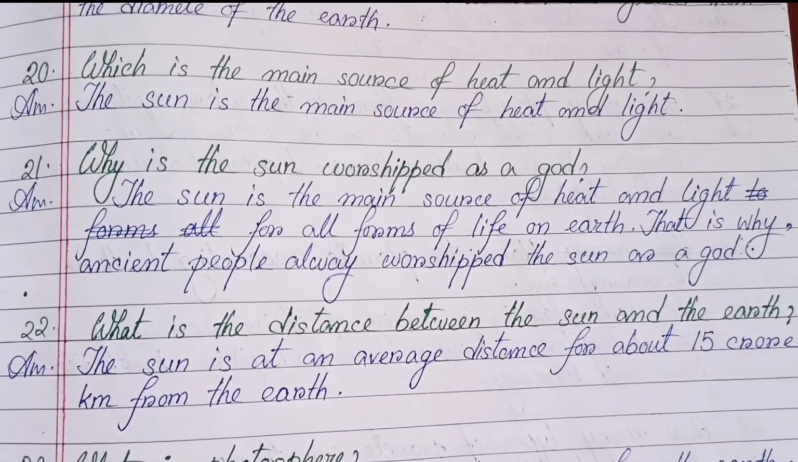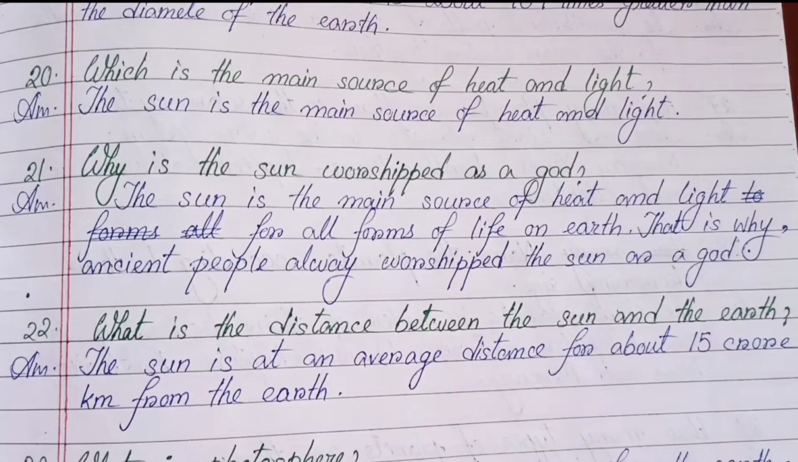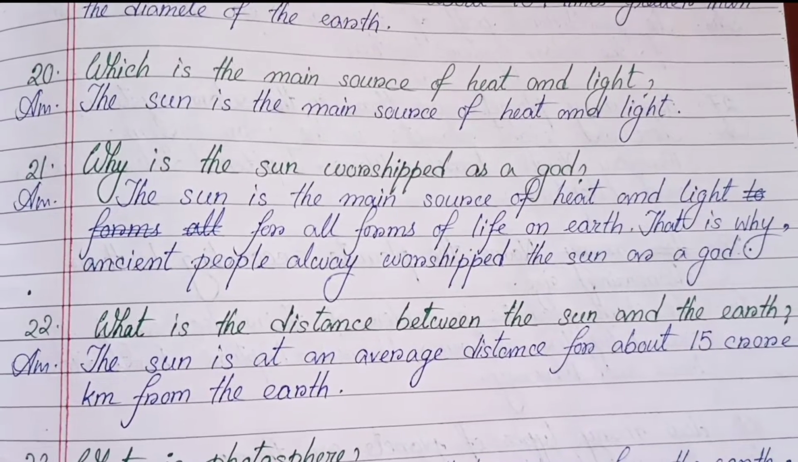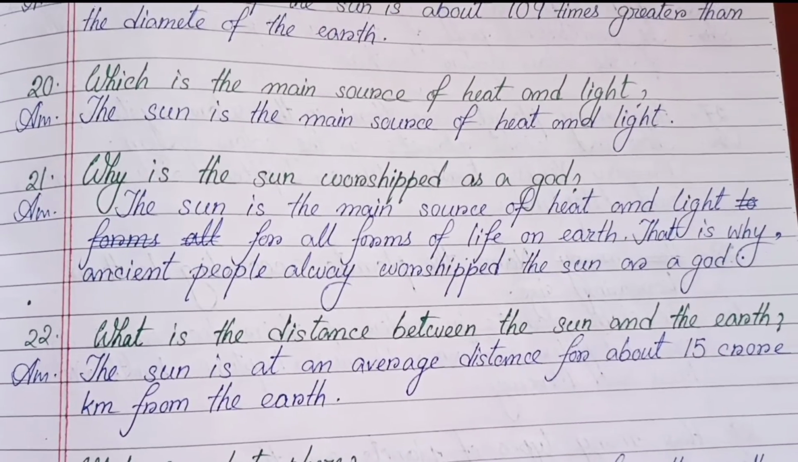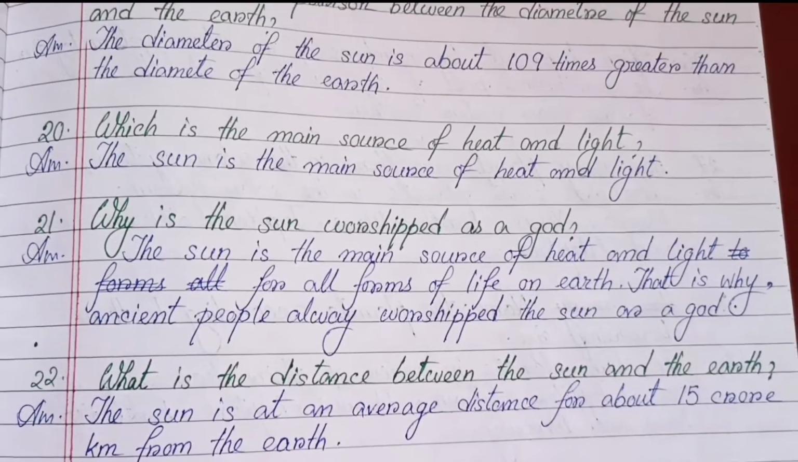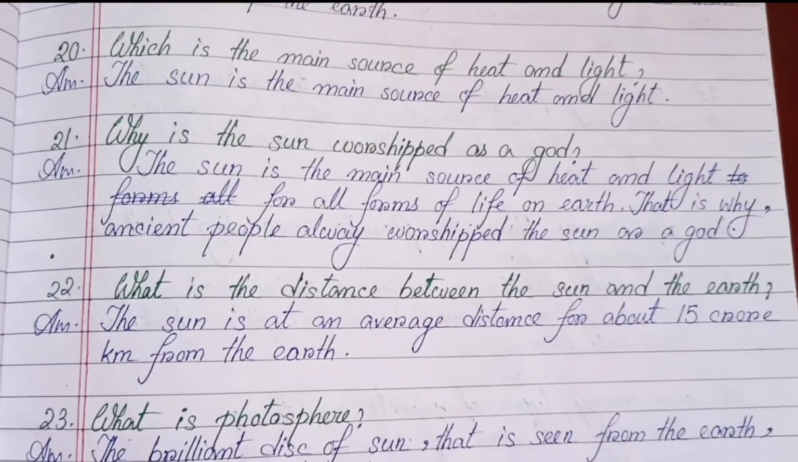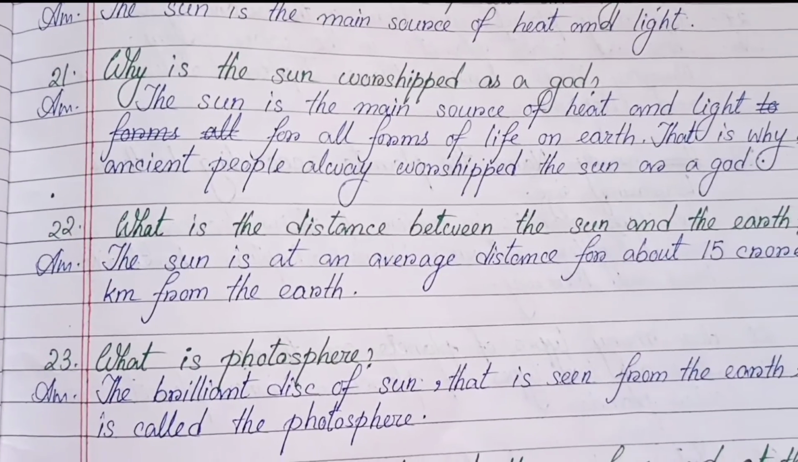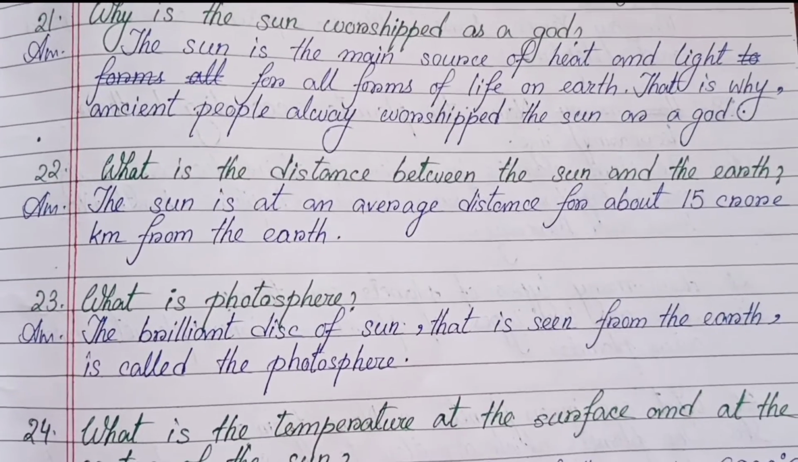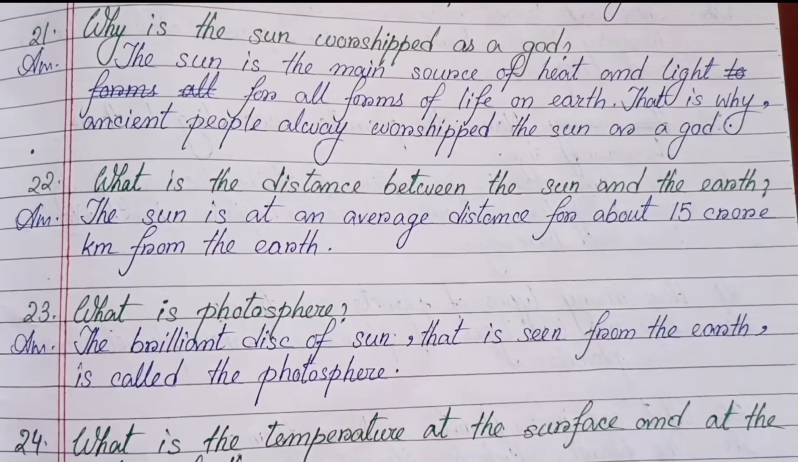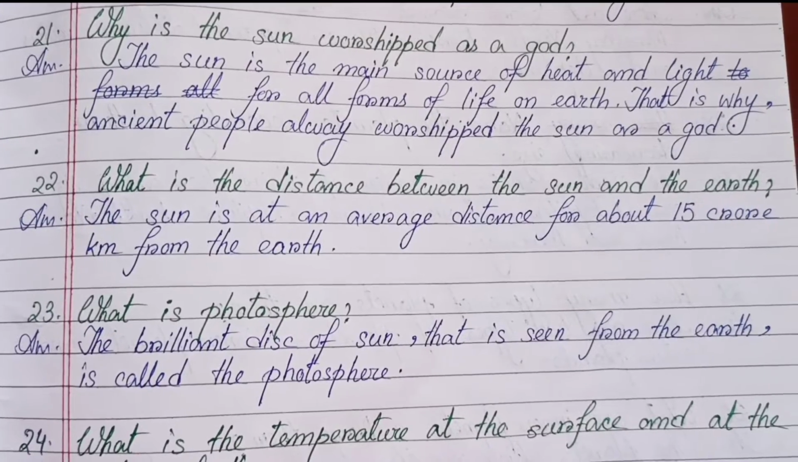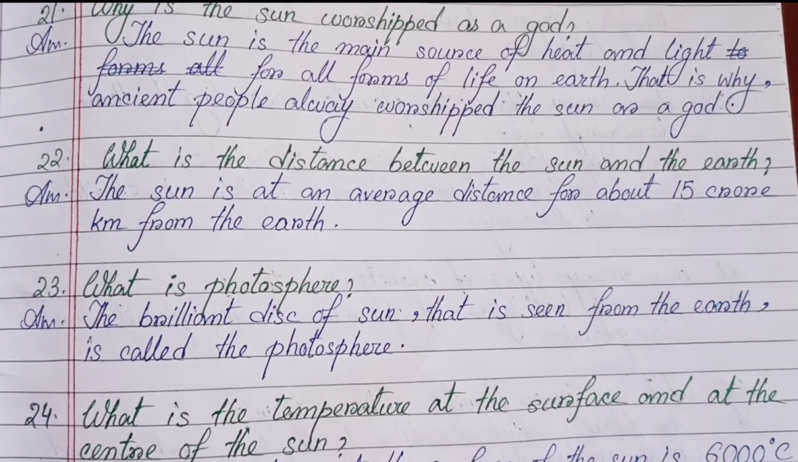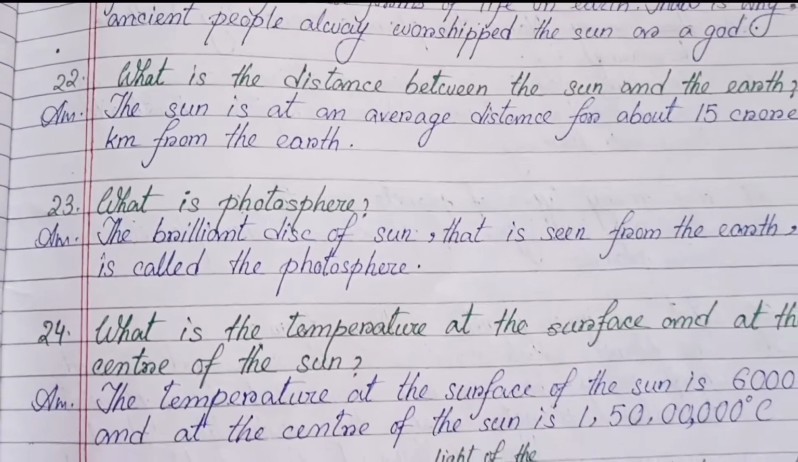Number 21. Why is the sun worshipped as a god? The sun is the main source of heat and light for all forms of life on the earth. That is why ancient people always worshipped the sun as a god. Number 22. What is the distance between the sun and the earth? The sun is at an average distance of about 15 crore kilometers from the earth.